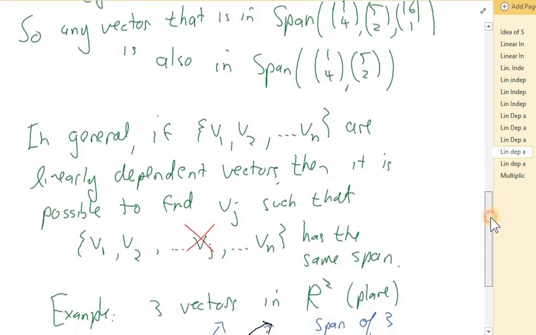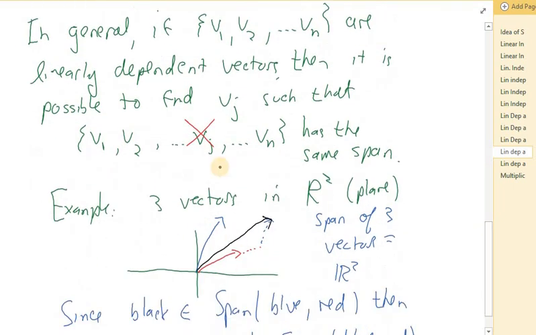So in general, if v1 through vn are linearly dependent vectors, then it's possible to find some vector in this list. Here, let's just go ahead and put arrows here just to emphasize that these are vectors. It's possible to find some vj in this list such that all of these vectors except for vj has the same span. It's always possible to remove one vector if they're linearly dependent.